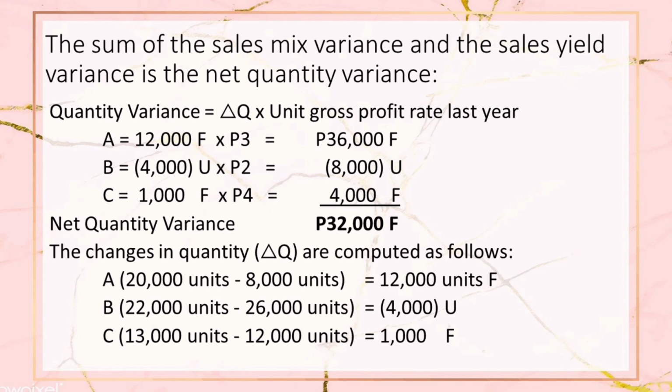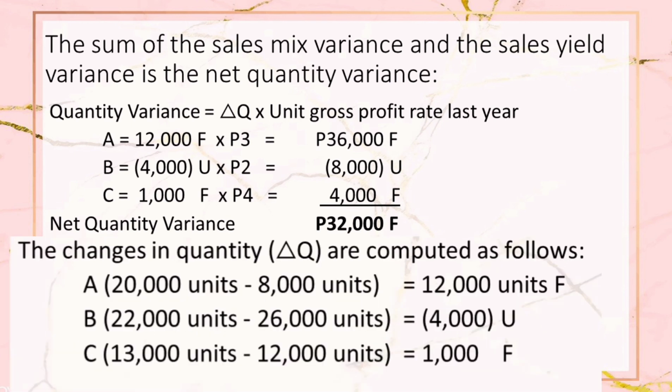Now the sum of the sales mix variance and the sales yield variance is the net quantity variance. The quantity variance equals the change in quantity times the unit gross profit last year. How do we get the change in quantity of each product? We compute this by the units of this year, which is 20,000 of product A, minus 8,000 units last year. So we get a change in quantity of product A of 12,000 units, which is favorable. In product B, 22,000 units this year minus 26,000 units last year, so we get negative 4,000, which is unfavorable. And in product C, 13,000 units minus 12,000 units, so we get 1,000 favorable.